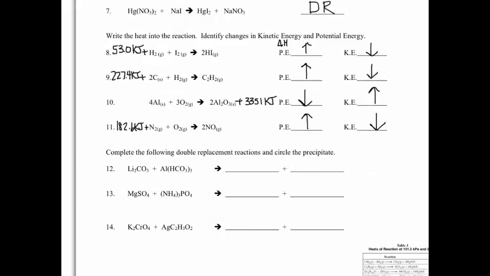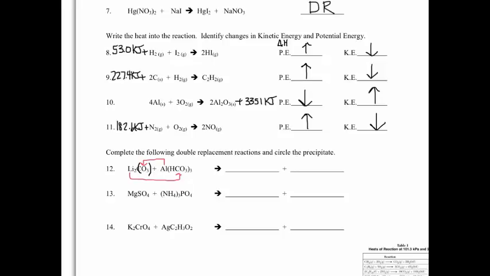Next section, we are going to complete these double replacement reactions. So we're going to link up lithium with hydrogen carbonate and aluminum with carbonate. One thing I think would be a good suggestion for everybody is to actually put parentheses around the polyatomic ions if there aren't already. And then whatever is inside the parentheses is going to go to the other side.